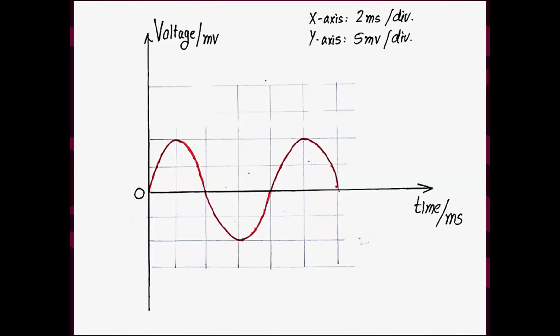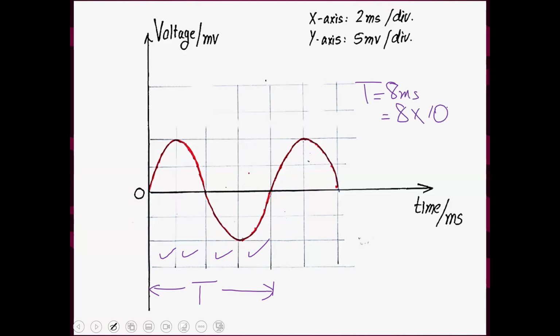Good. And what about time period? It will be 4 milliseconds. Okay, this is time period: 1, 2, 3, 4. 8 milliseconds. Good. You got it now. Time period is 8 millisecond, which means 8 into 10 to the power minus 3 second.